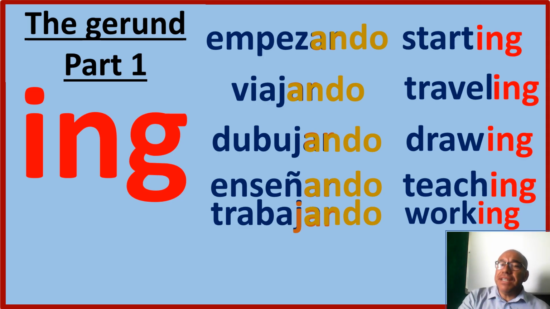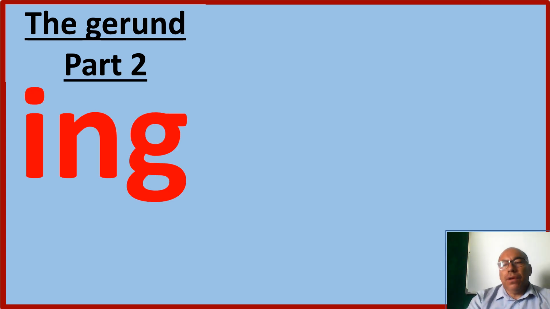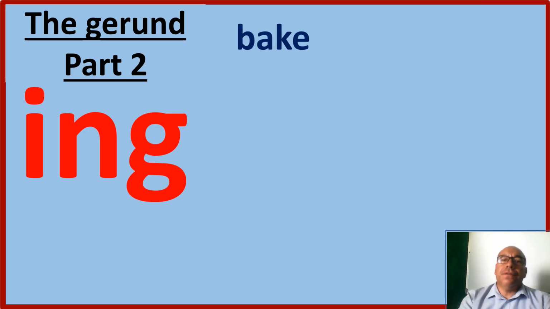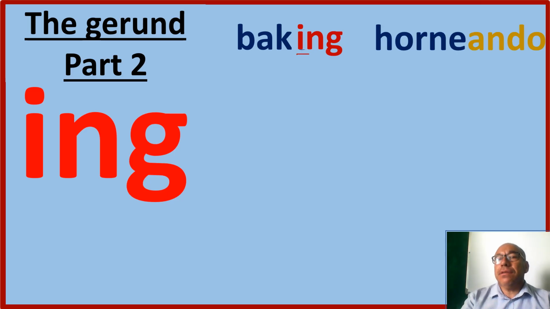How is it different from this one? Let's check it. The gerund, part 2. In English we also add ing, but this is a little different from the first part. For example, bake ends in e. When the verb ends in e, we erase the letter e and add ing to make the gerund form. For example, baking is horneando in Spanish.